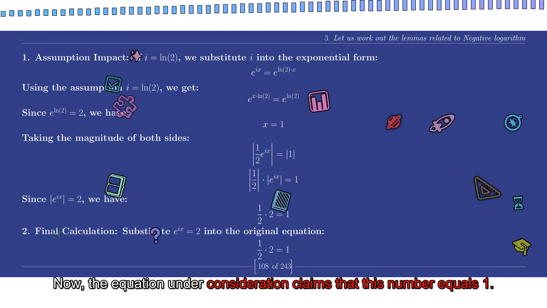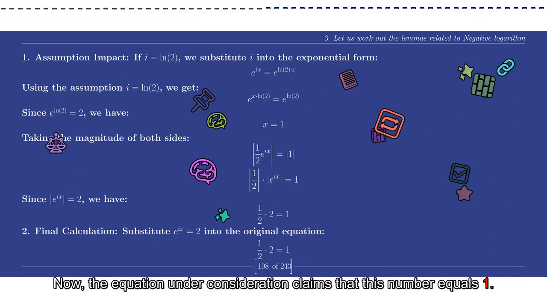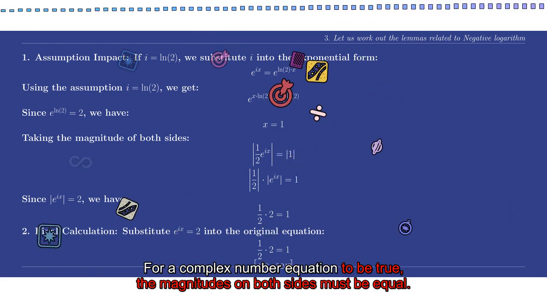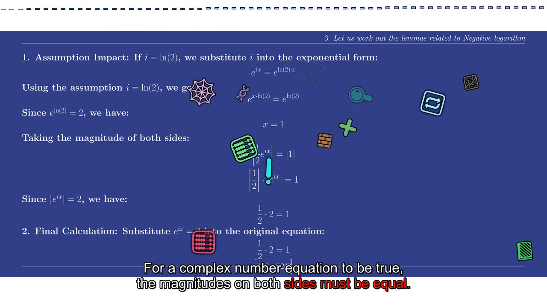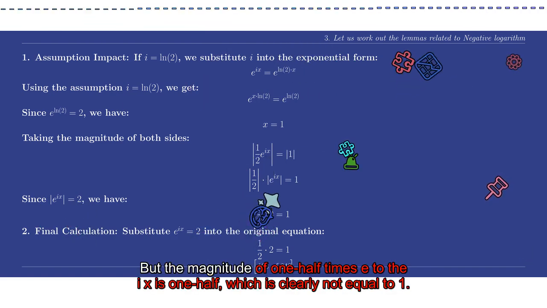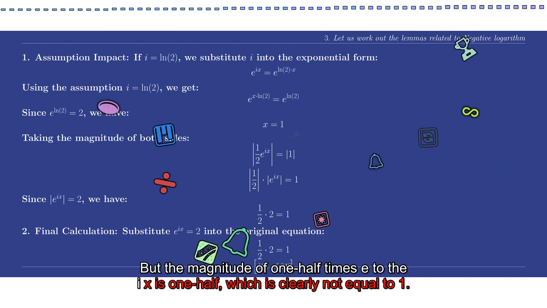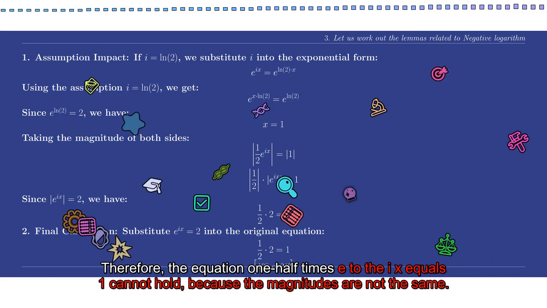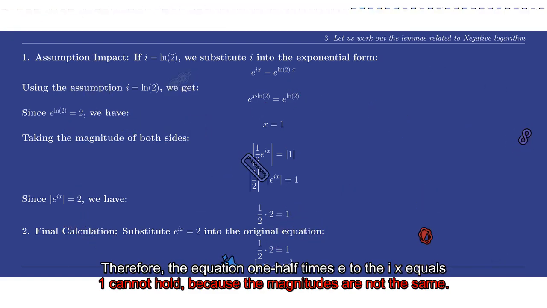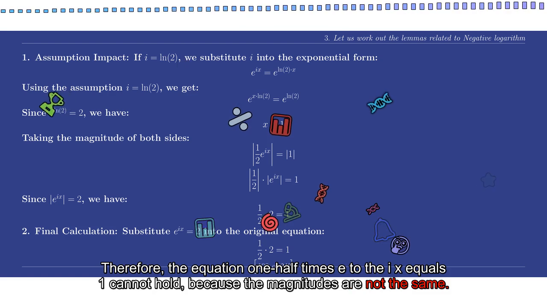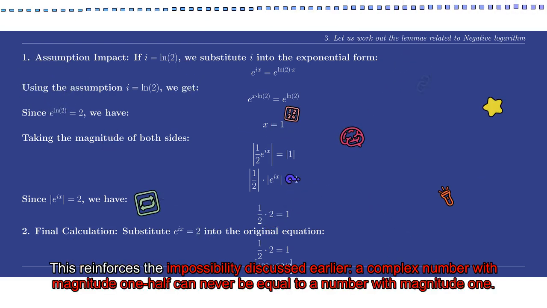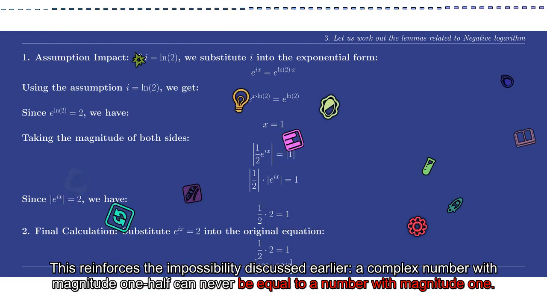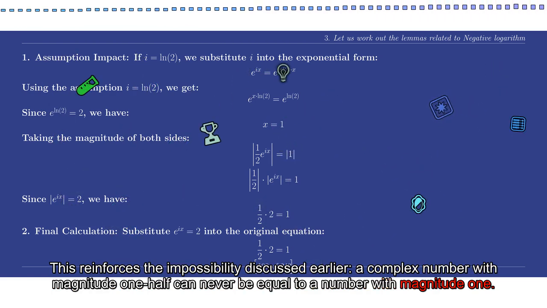Now, the equation under consideration claims that this number equals 1. To check this, we compare magnitudes. For a complex number equation to be true, the magnitudes on both sides must be equal, but the magnitude of 1/2 times e to the ix is 1/2, which is clearly not equal to 1. Therefore, the equation 1/2 times e to the ix equals 1 cannot hold because the magnitudes are not the same. This reinforces the impossibility discussed earlier. A complex number with magnitude 1/2 can never be equal to a number with magnitude 1.